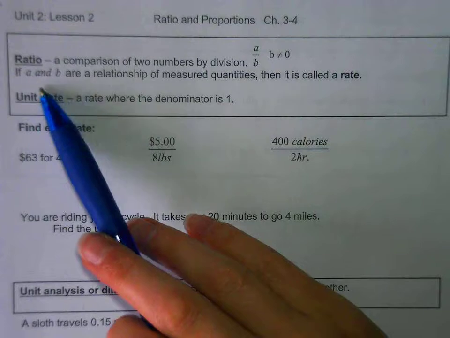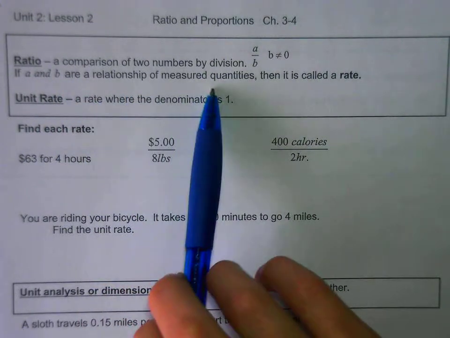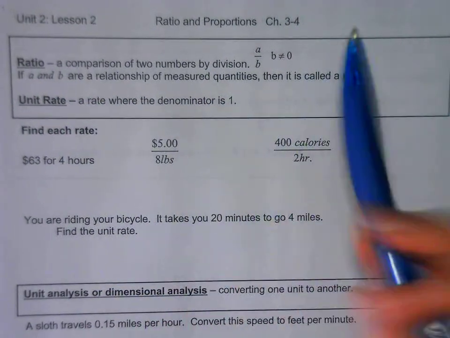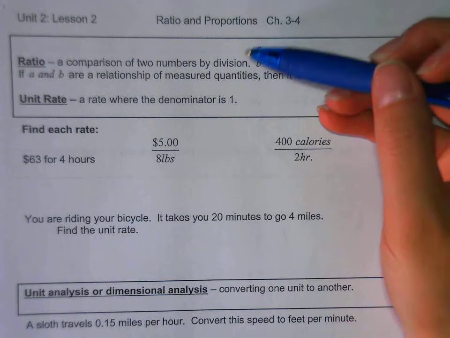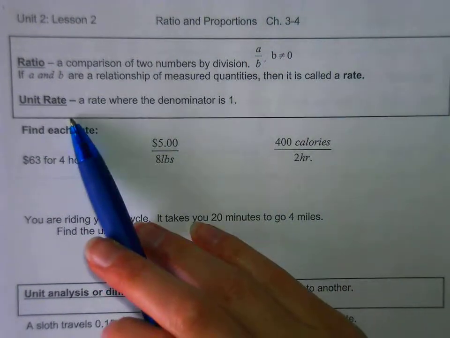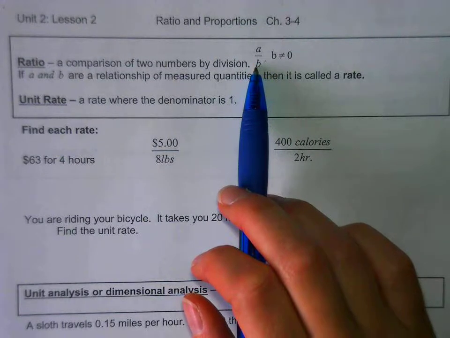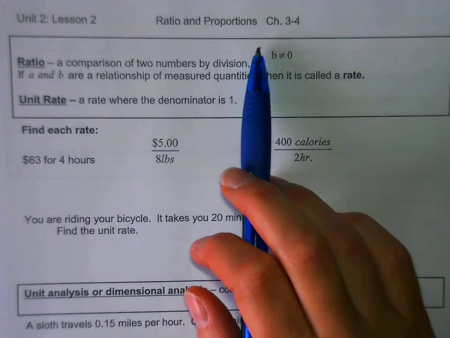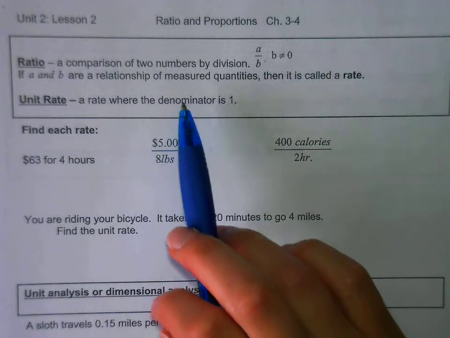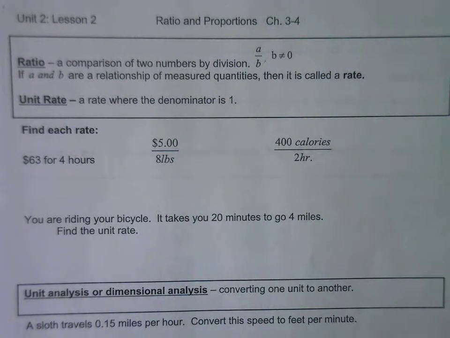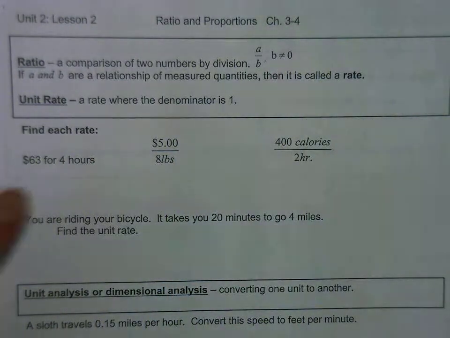It says that if A and B are a relationship of measured quantities, then it's called a rate. So this is what a rate would look like. This is shown by a division. A unit rate is where the denominator, meaning the number in the bottom, is 1. So if I have 10 over 1, that would be considered a unit rate. So let's find each rate, make it into a unit rate for these first three problems.